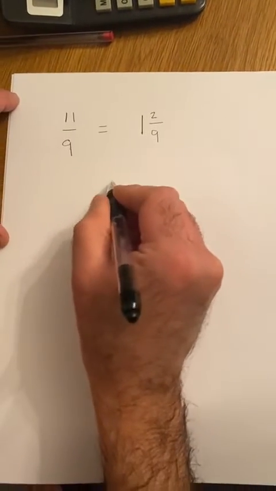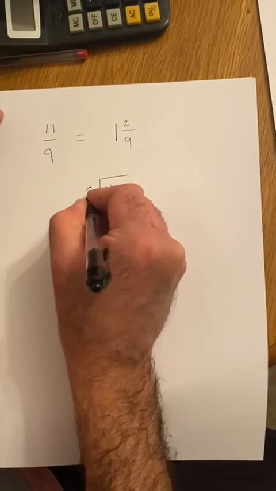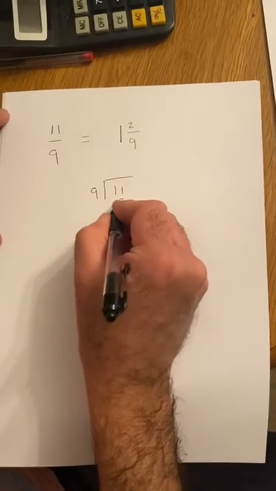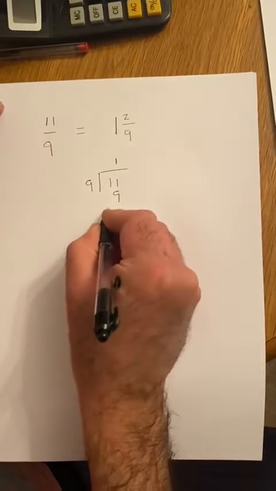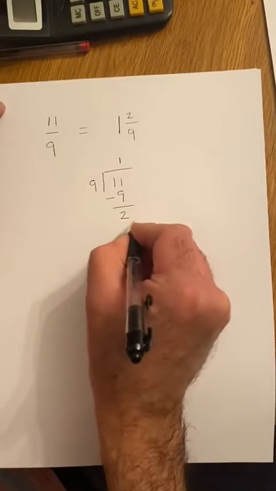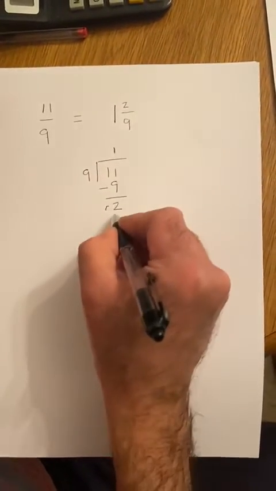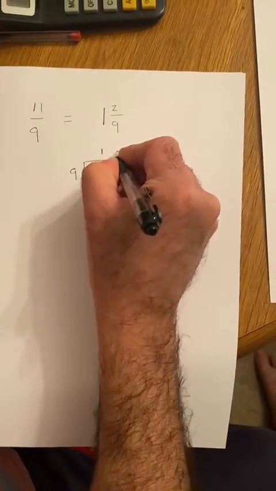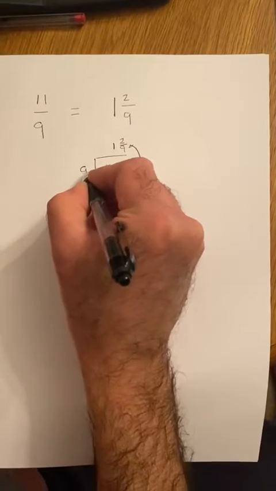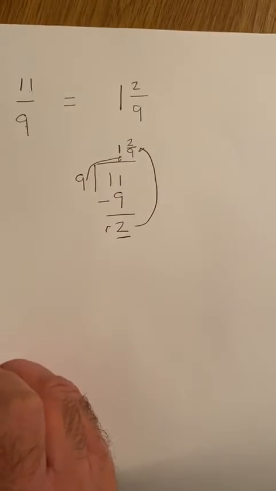Another way of doing this, of course, is putting 11 in the box and 9 outside. 9 into 11 goes once. 11 minus 9 gives 2, which is our remainder, r being remainder. So this remainder goes at the top, forming the fraction 2 over 9, the 9 coming from the number that's carrying out the division.